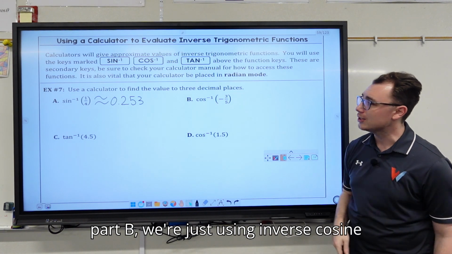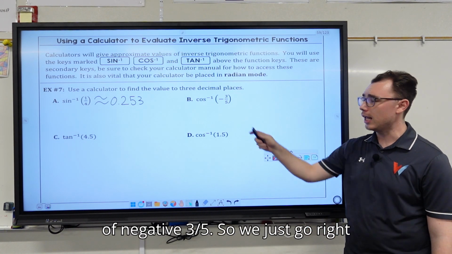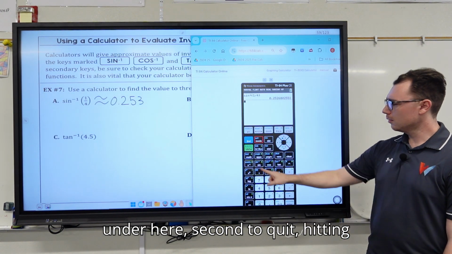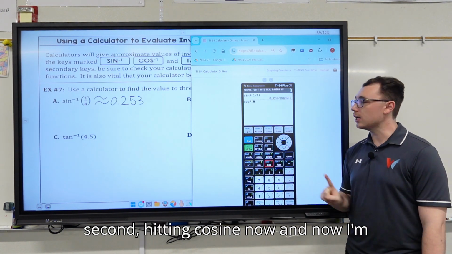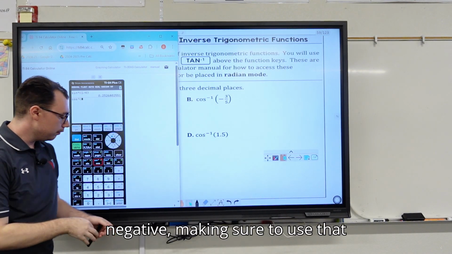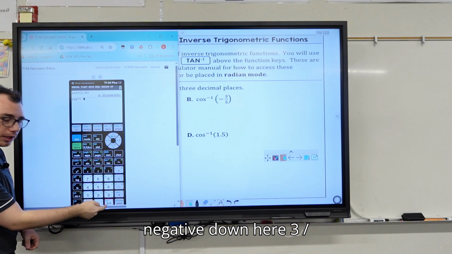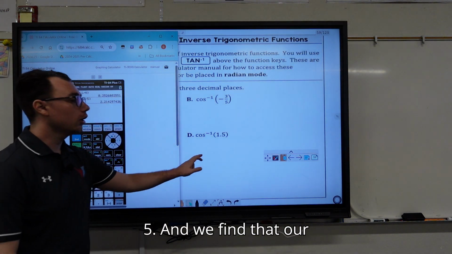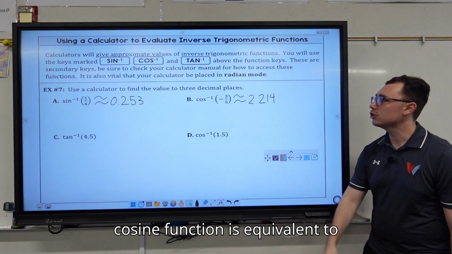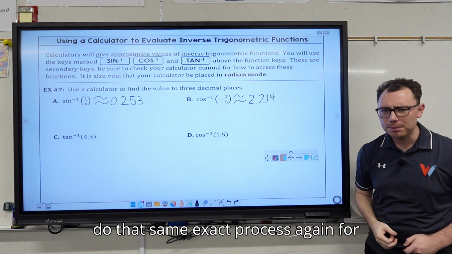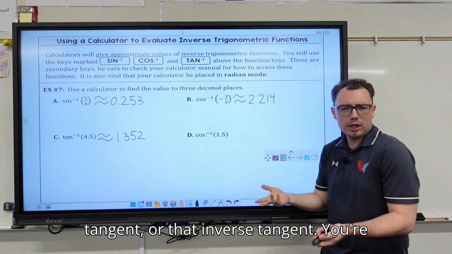For part B, we're just using inverse cosine of negative 3/5. So we go right under here, hitting second, hitting cosine now, and I'm just typing in that value of negative, making sure to use that negative key down here, 3 divided by 5. And we find that our inverse cosine is equivalent to 2.214. We can do that same exact process again for inverse tangent.